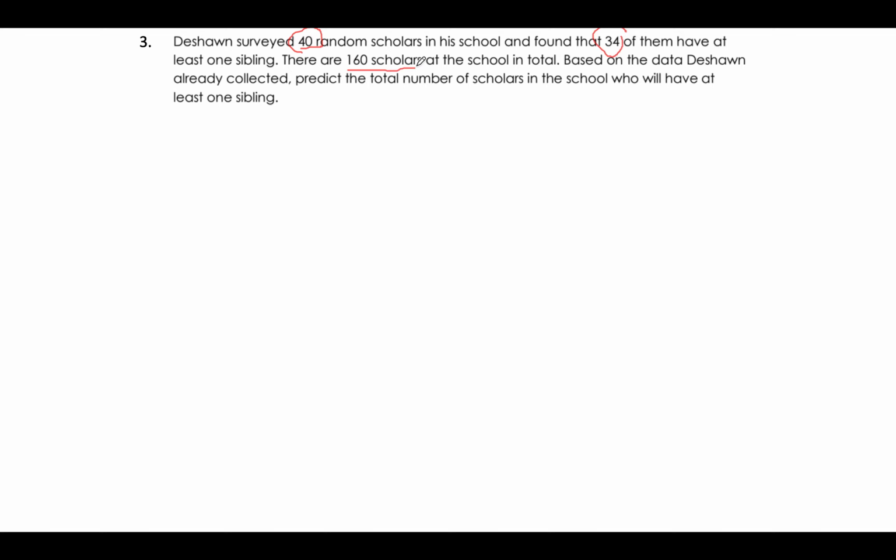There are 160 scholars in the school in total. Based on the data Deshawn already collected, predict the total number of scholars in the school who will have at least one sibling. So finding the probability of 1, I'm just going to say 1 sib. That's going to be, we have 34 people that have one sibling, over 40 total people. And that's going to be equal to, we have 160 people at the school. We're going to find what that is.